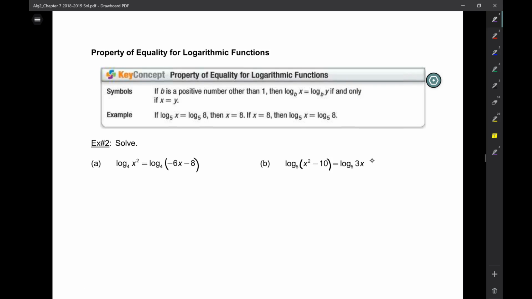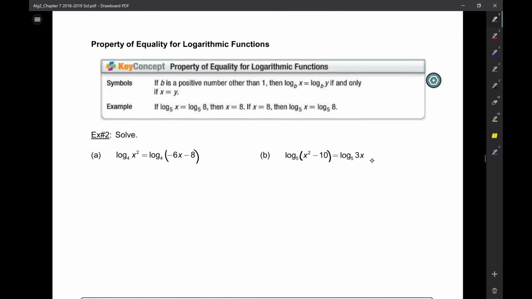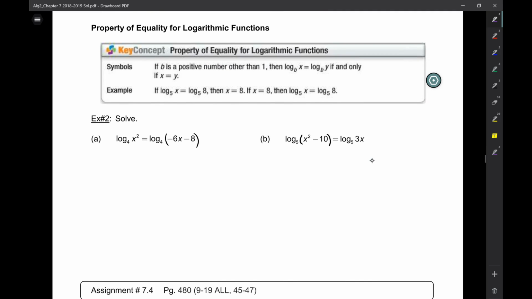Okay, property of equality. So now, what's the situation here? You have one logarithm on one side of the equation. But what's the difference? You have two logarithms on either side of the equation. So 2 logs in the equation.